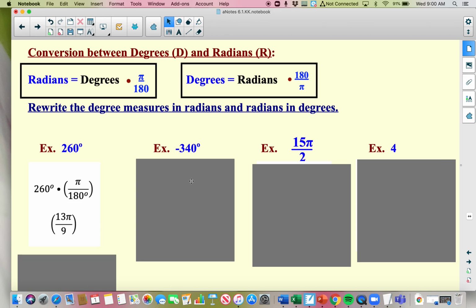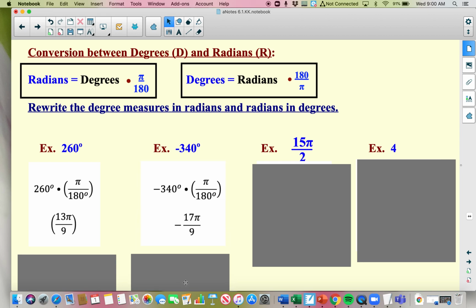If it's a negative angle, same idea. So I'll just kind of go through this one quickly. But negative 340 times pi over 180, converting that to radians, it's just a negative angle, but the same idea. So reduce your 340 over 180 to 17/9.